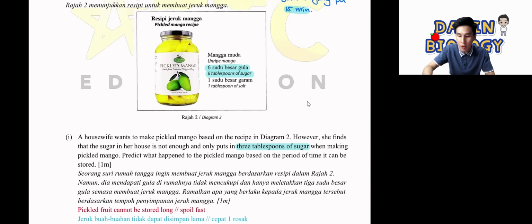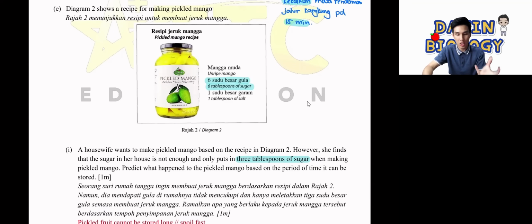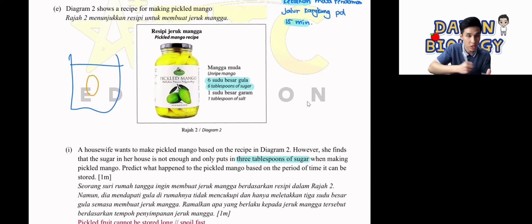If you don't understand how this sugar pickling works, if you put your mango inside a very concentrated sugar solution, it means it's hypertonic. So water will come out and then basically the bacteria inside cannot survive. So the bacteria also need water. But now you only have 3 tablespoons of sugar. So what happened is the sugar is maybe not enough. So maybe not enough water will come out. So inside will still have water.